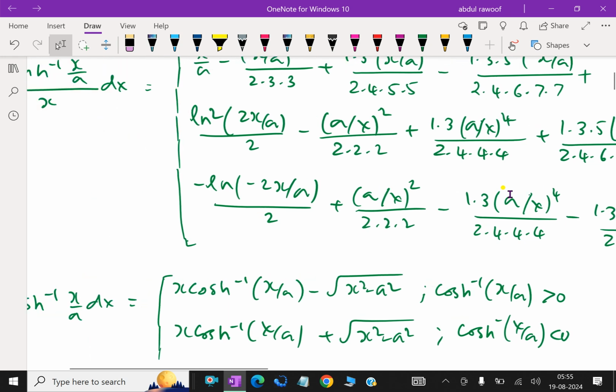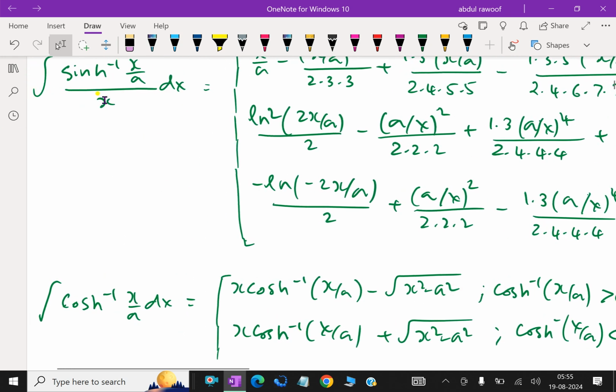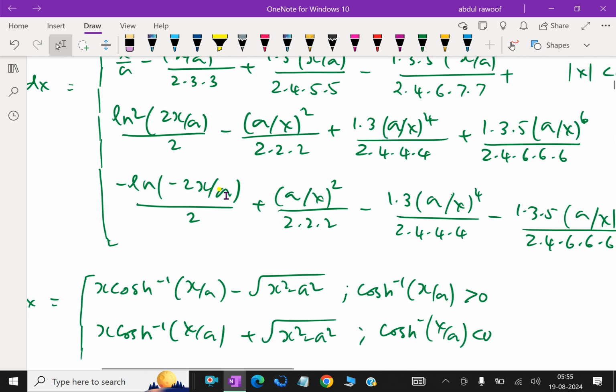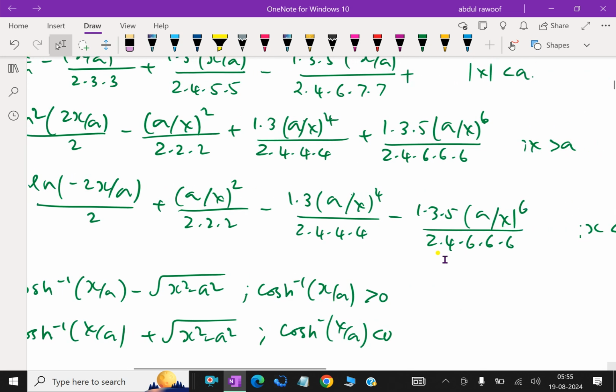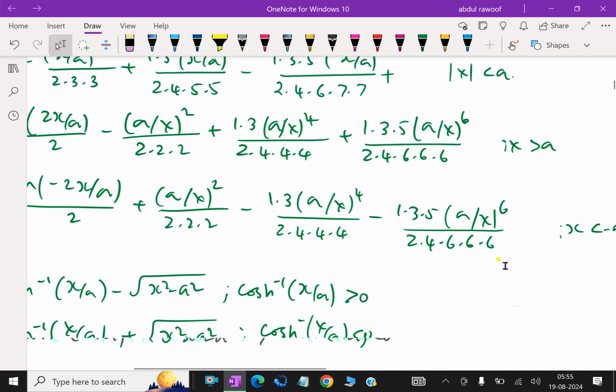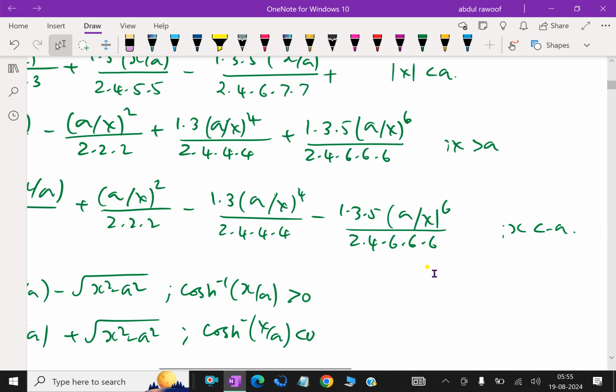Next one, the third situation for integral of sinh inverse (x/a) over x is minus of ln squared of minus 2x/a over 2, plus (a/x) squared over 2 into 2 into 2, minus 1 into 3 of (a/x) to the power 4 over 2 into 4 into 4 into 4, minus 1 into 3 into 5 (a/x) to the power 6 over 2 into 4 into 6 into 6 into 6, when x is less than minus a.